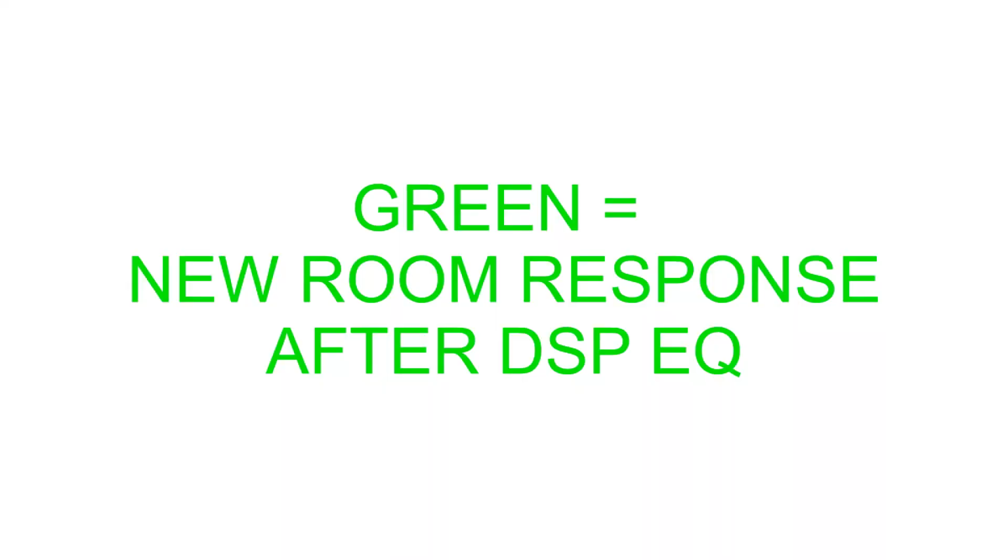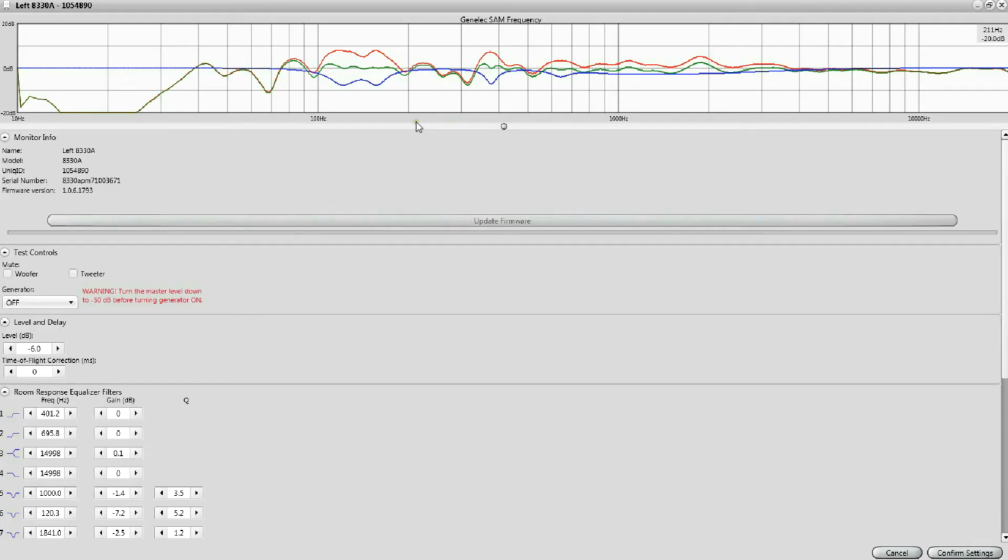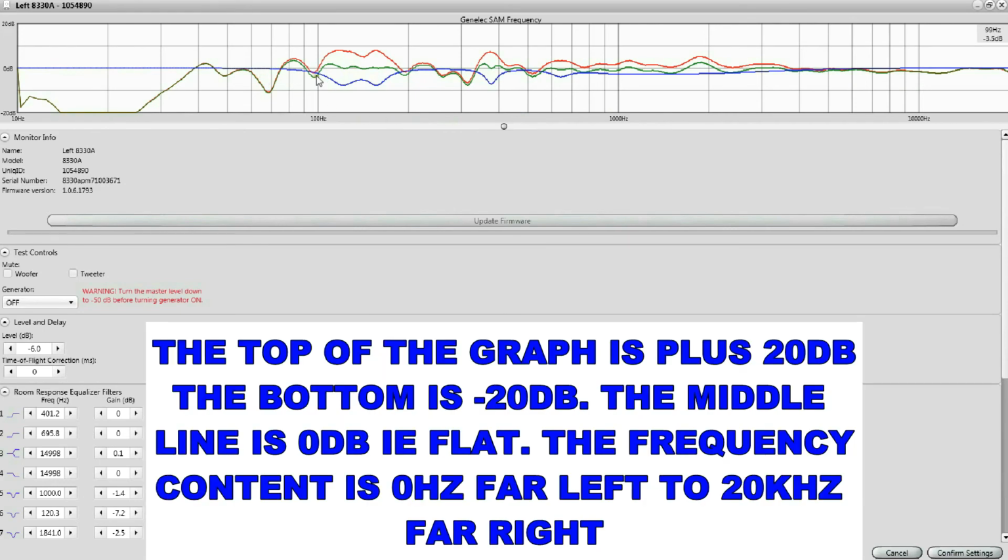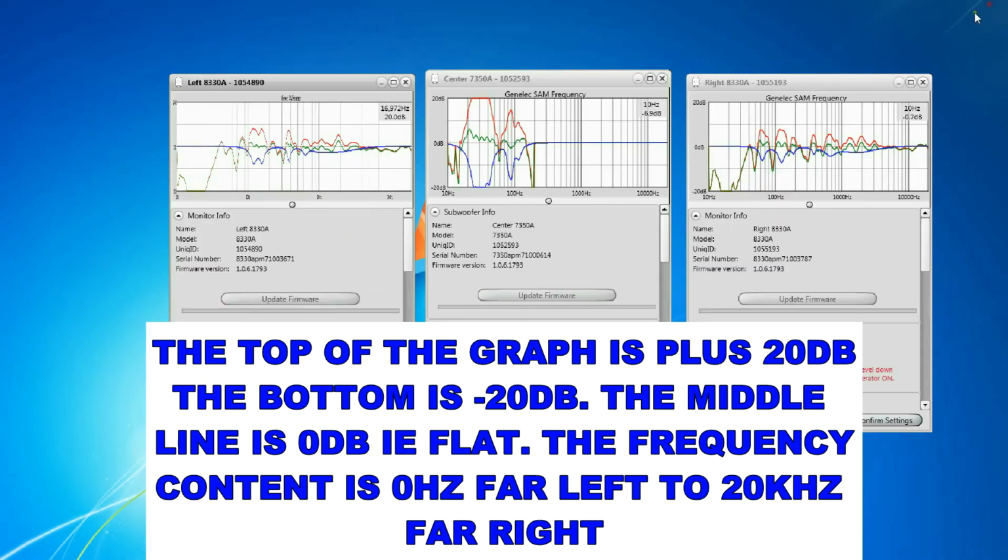Now, the crossover for this, because I've got a sub, was 100 hertz. So the green line from here going forward has been made quite flat by the Genelec software. Now, this one is before I put in some treatment, because I looked at these, saw how bad it was, and then I thought, I'm going to need some treatment.